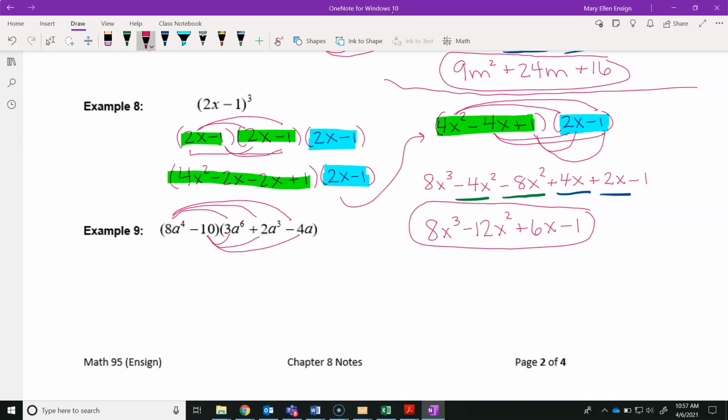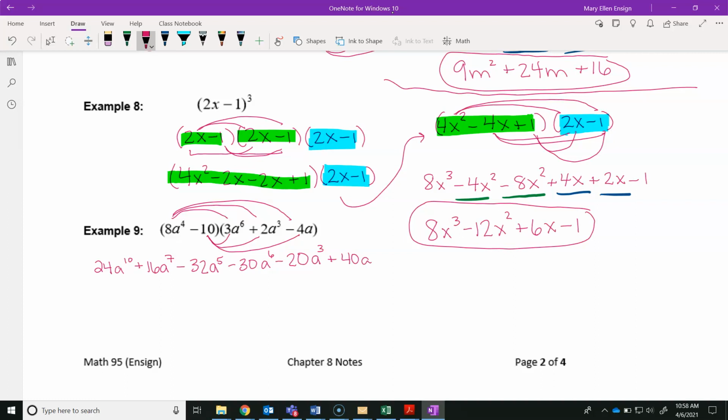Okay, so 8a to the 4th times 3a to the 6th is 24a to the 10th. 8a to the 4th times 2a to the 3rd is 16a to the 7th. 8a to the fourth times negative 4a. So 8 times negative 4 is negative 32, and then a to the fifth. So I've done the first three. Now I'm going to multiply negative 10. So negative 10 times 3 is negative 30, a to the sixth, minus 20, a to the third, plus 40a.